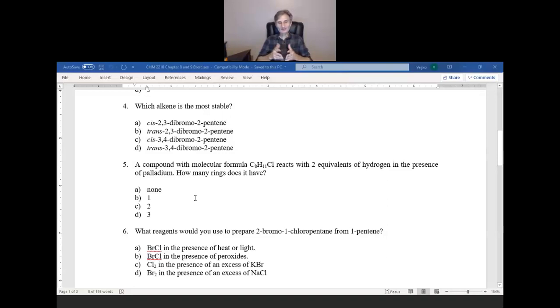So first, let's calculate the number of degrees of unsaturation. 2 times N plus 2. N, in this case, the number of carbon atoms, is 8. So 2 times 8 plus 2 is 18, minus the number of hydrogens and halogens. So we have 11 hydrogens and 1 halogen. So that's 12. 18 minus 12 is 6.